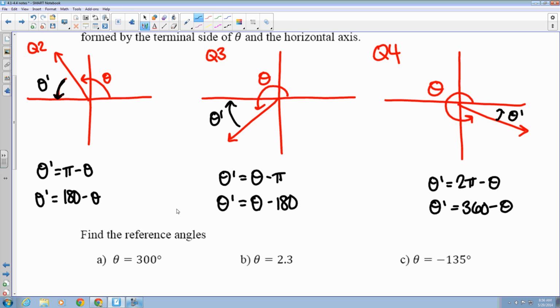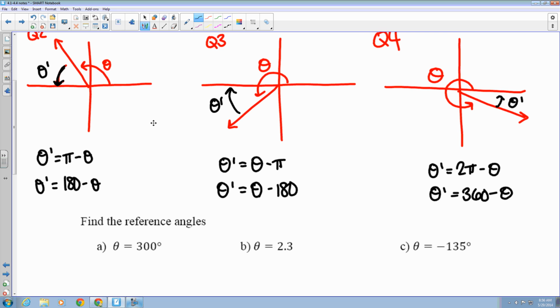So to find the reference angles, first I need to know which quadrant I'm in. 300 degrees is in quadrant 4, which means I'm going to take 360, since I'm in degree mode, and subtract off my angle, 300. Theta prime would be 60 degrees.